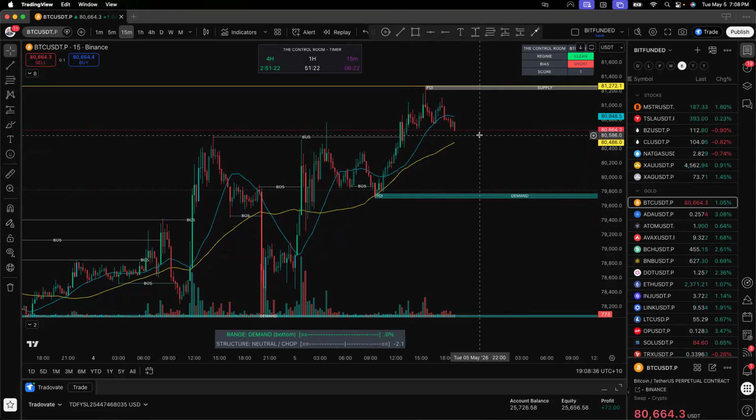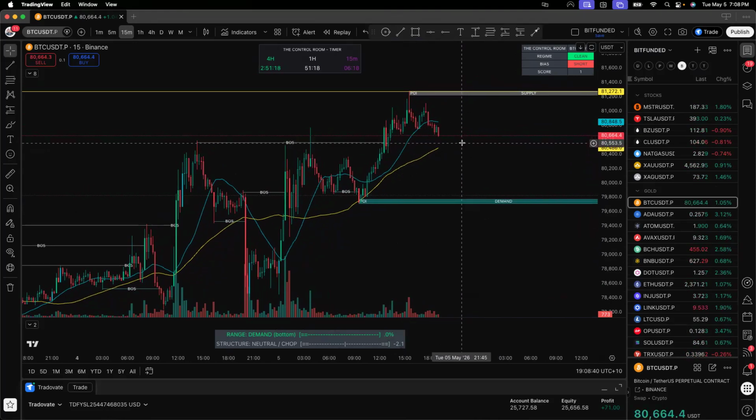Come down, get it, bounce back above the MAs. Or we're just going to retest this level. I really hope we're just retesting this level, because I don't want to go down any further.